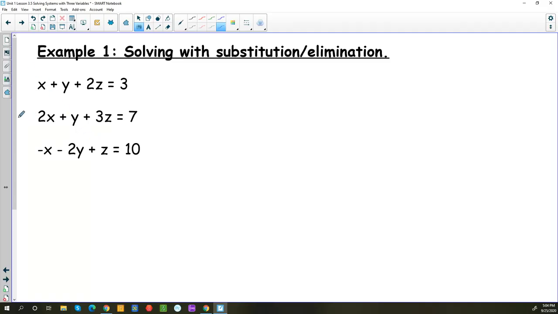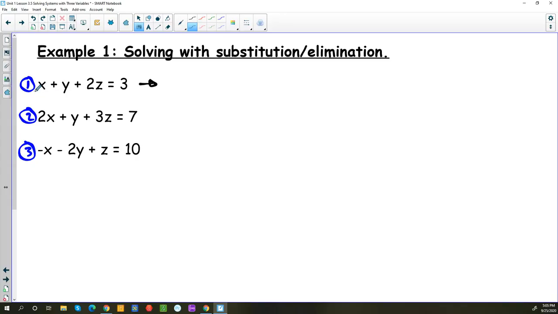To keep myself organized, I'm going to label these equations as equation number 1, equation number 2, and equation number 3. I'll use these as a reference, okay? As you're working through these, I'm going to start with substitution. That means that I have to isolate one of my variables.